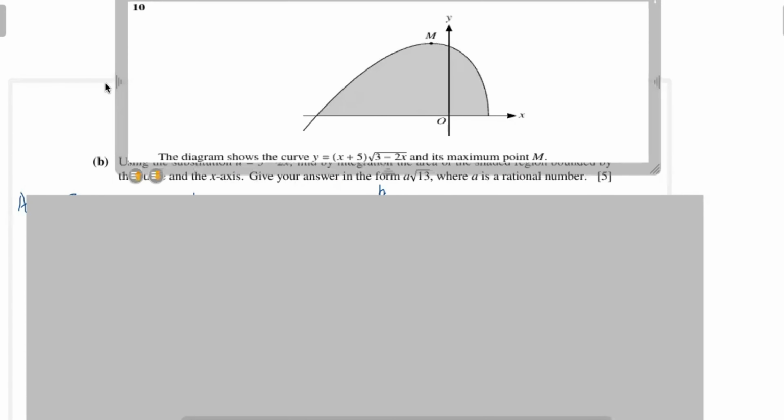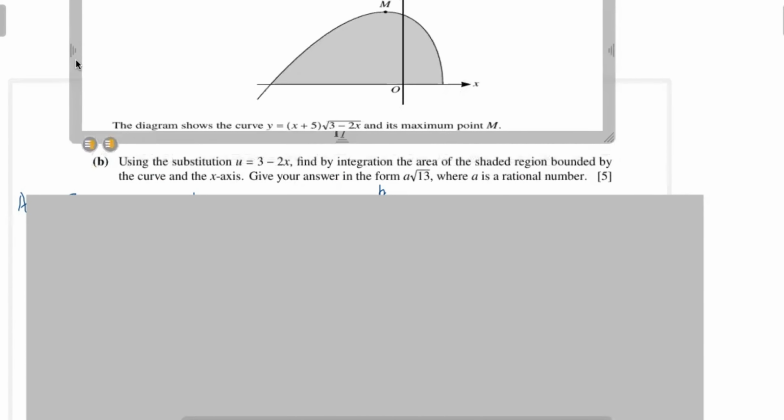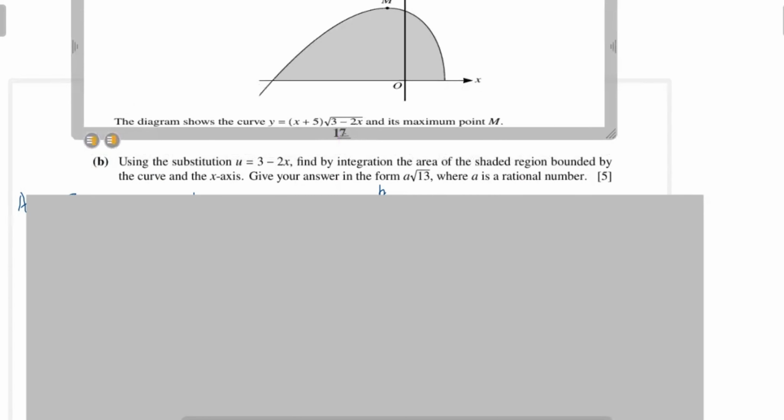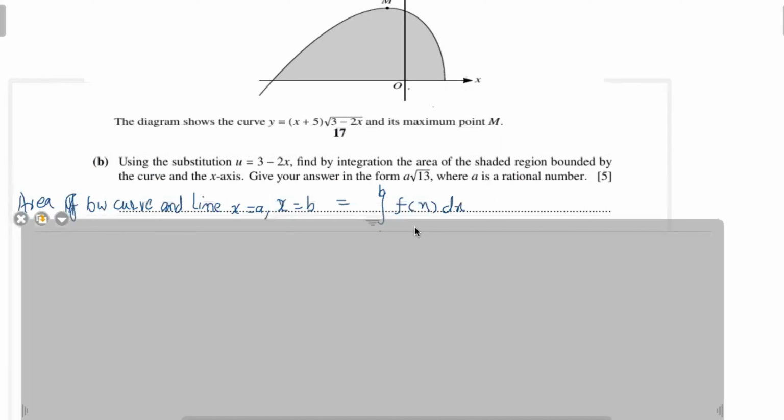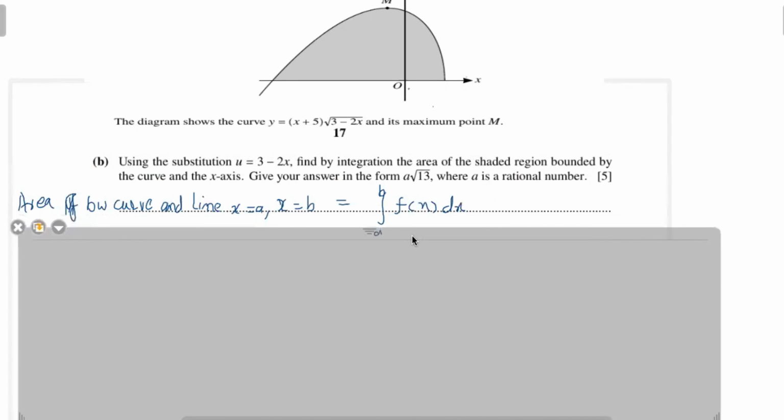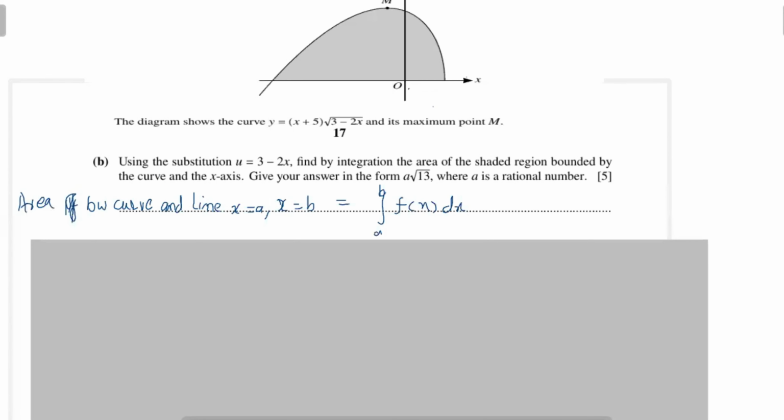You see here, this is the curve, and we have to find the area between the curve and the x-axis. You know the area of the curve and the lines x equal to a and x equal to b. It means the area between the curve and the x-axis, and these points x equal to a and b are where the curve intersects the x-axis.